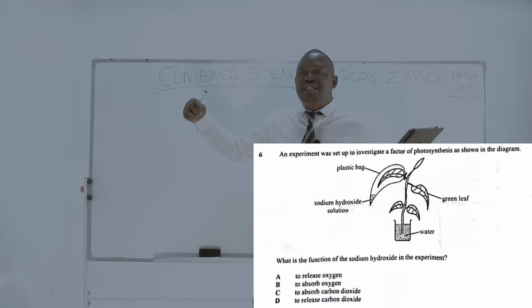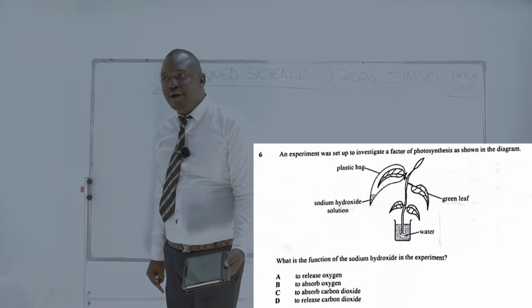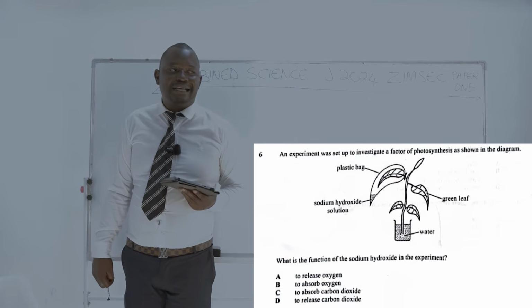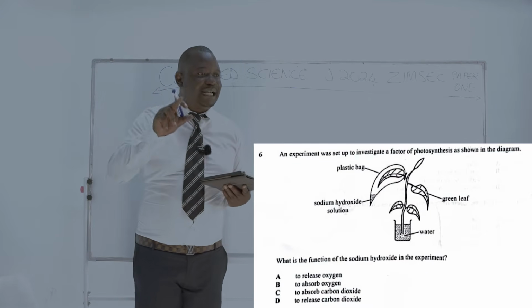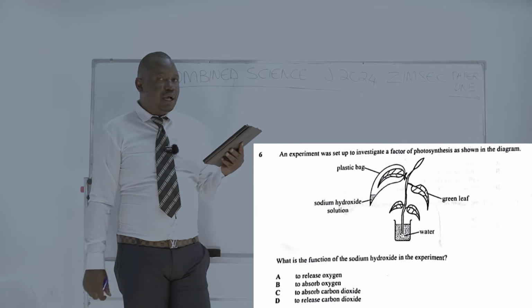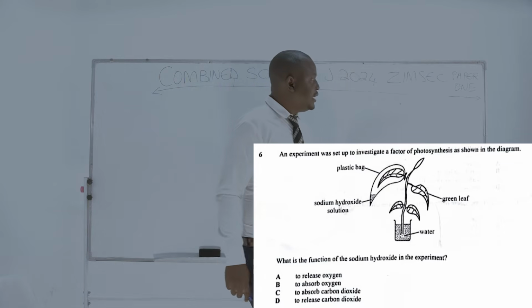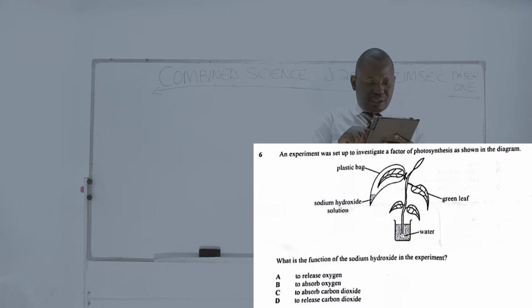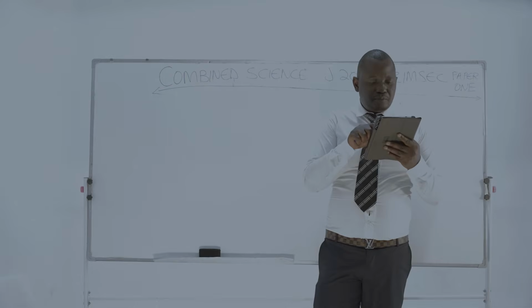That way our results will be accurate. We will be able to say with confidence, ladies and gentlemen, that carbon dioxide is really necessary for photosynthesis, because we did an experiment like this. So absorption of carbon dioxide is the function of the sodium hydroxide solution.